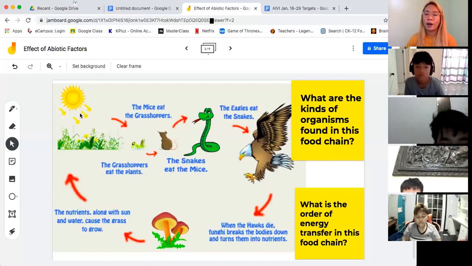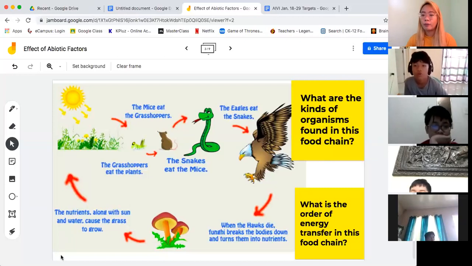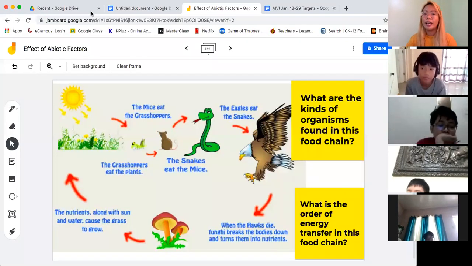Okay, so the most amount of energy in this food chain is actually received by the producers, which is your plants. And then 10% of this energy will be transferred to the grasshoppers, 10% to the mice, 10% to the snake, 10% to the eagle, and then 10% to the mushroom. So in this food chain, the least amount of energy is actually received by the mushroom. And the producer is the one that receives the most amount of energy.